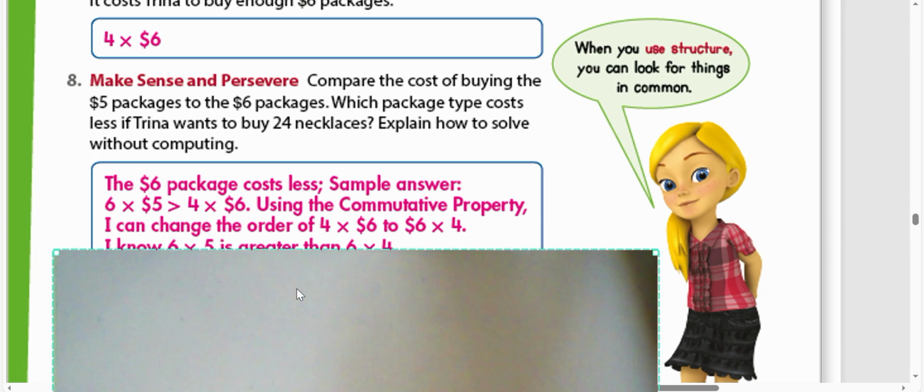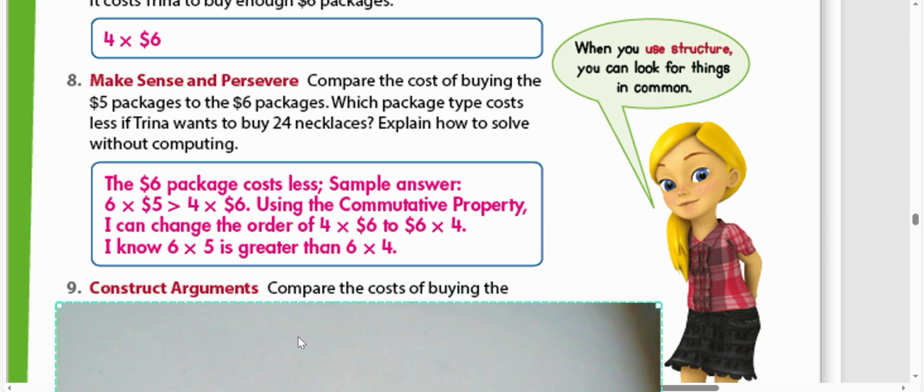You can then use the commutative property to find the answer. You can change the order 4 times 6 to 6 times 4. 6 times 5 is greater than 6 times 4.